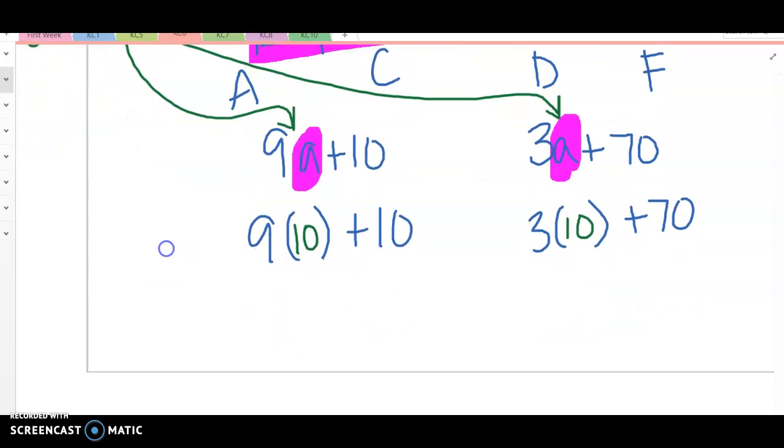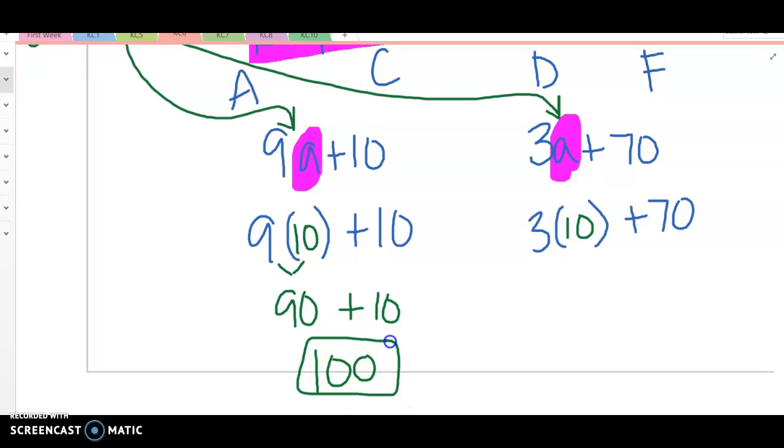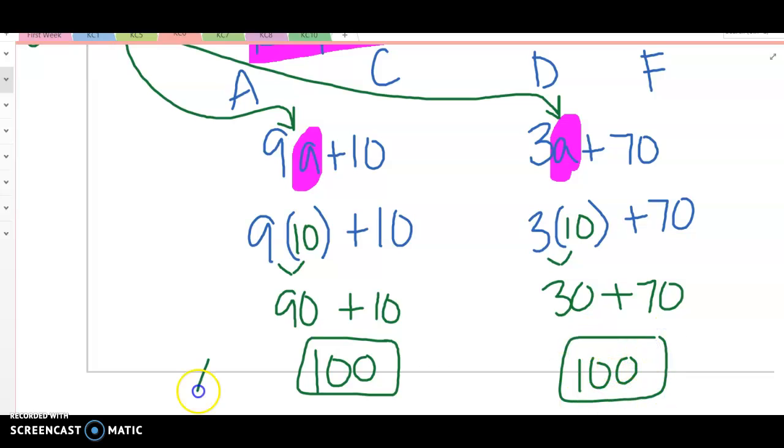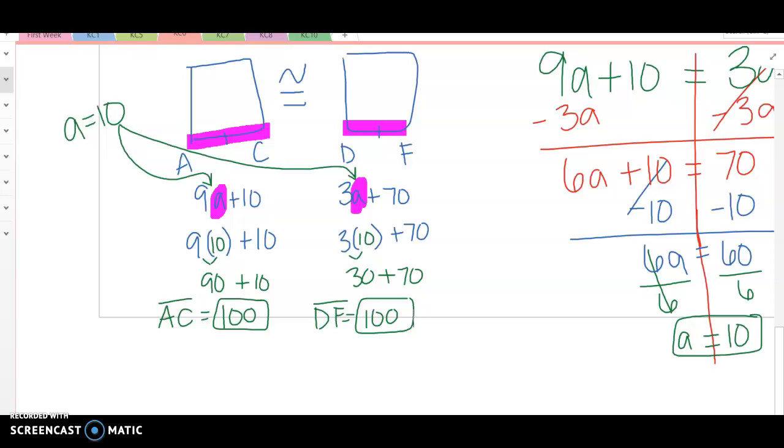So we figured out that A is 10, and this over here is multiplication. So 9 times 10 is 90. And then we add 10. So 90 plus 10 is 100. And then we're doing multiplication, so 3 times 10 is 30. 30 plus 70 is 100. So we know that AC is 100 and that DF is also 100. We know we did it right because they're the same, and they should be the same because they're the same side on both of our figures.